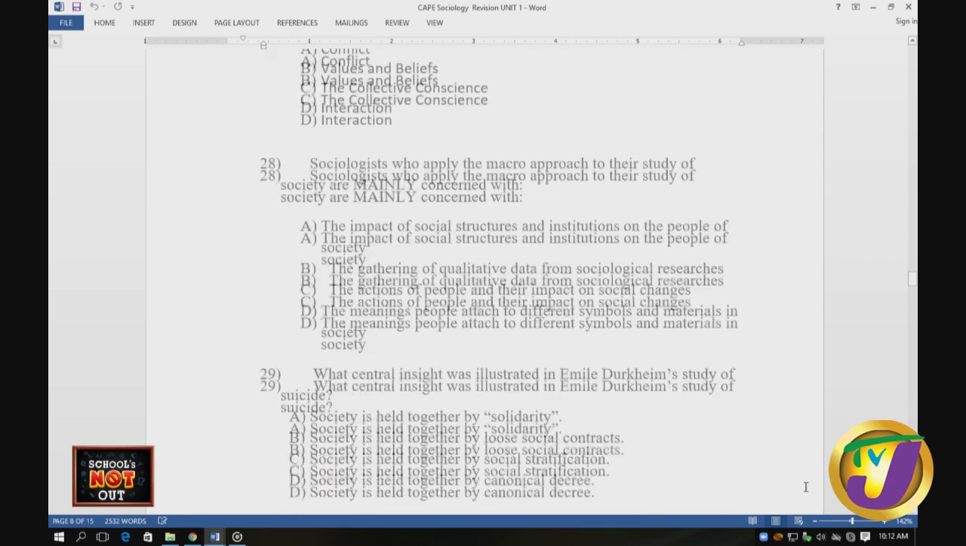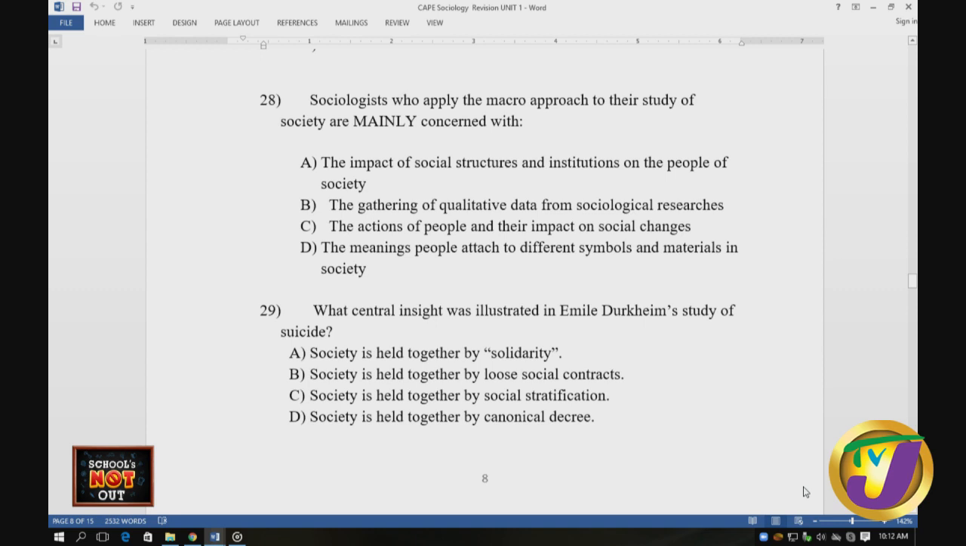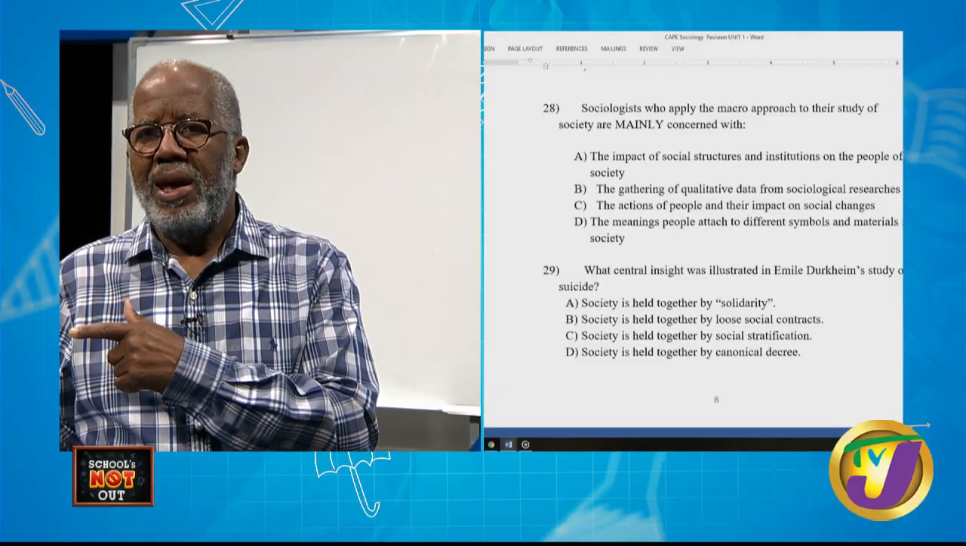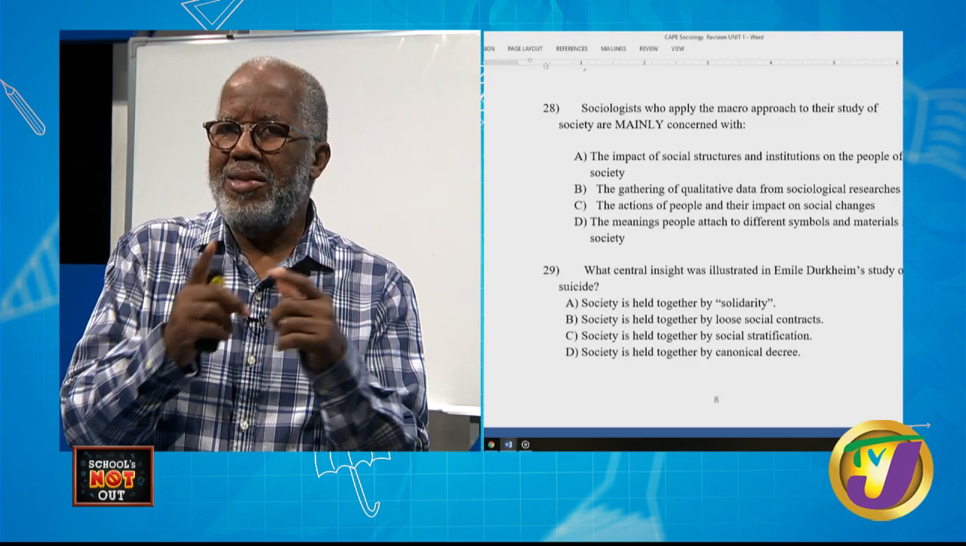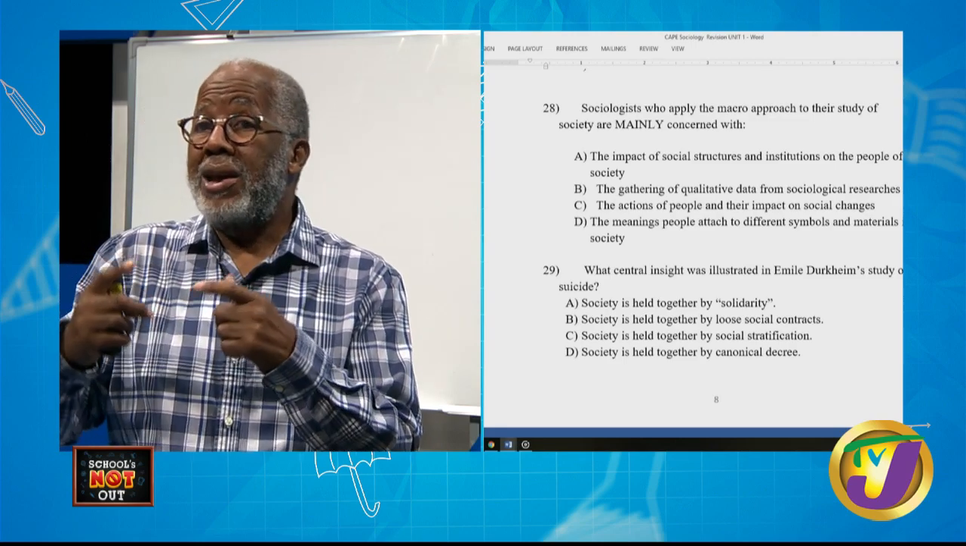Sociologists who apply the macro approach to their study of society are mainly concerned with, we did this one already. So the next one. What central insight was illustrated in Emile Durkheim's study of suicide? Remember, this was the first time a study was being done about suicide. And Durkheim showed that if you were Protestant as opposed to Catholic, you were more likely to commit suicide. If you were unmarried as opposed to married, you were more likely to commit suicide.